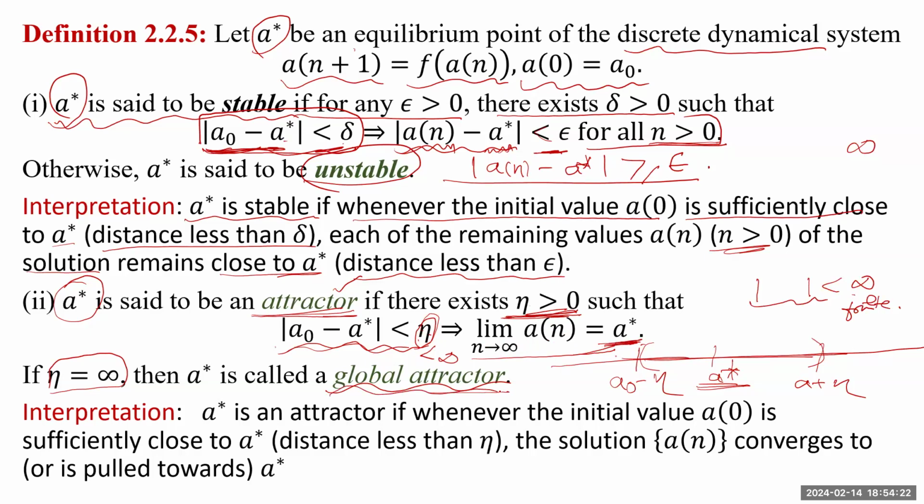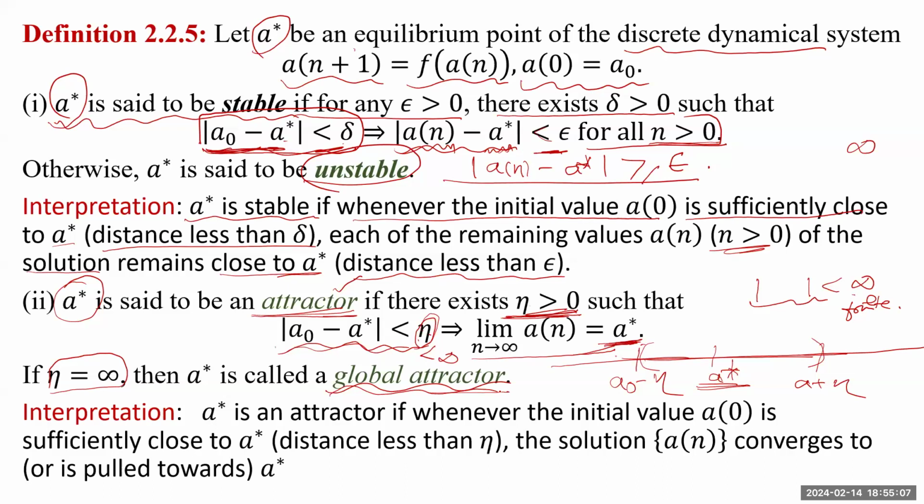So what is that interpretation? That interpretation is, A star is an attractor if whenever the initial value A of 0 is sufficiently close to A star, that is, the distance is less than eta, the solution A of n converges or is pulled towards A star. We call it an attractor, right? In particular, A star is a global attractor if the solution A of n converges to A star for any given initial value A of 0.